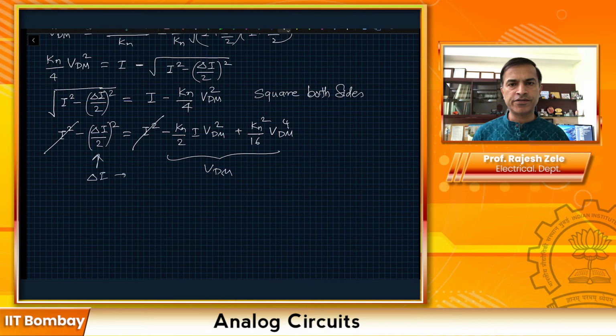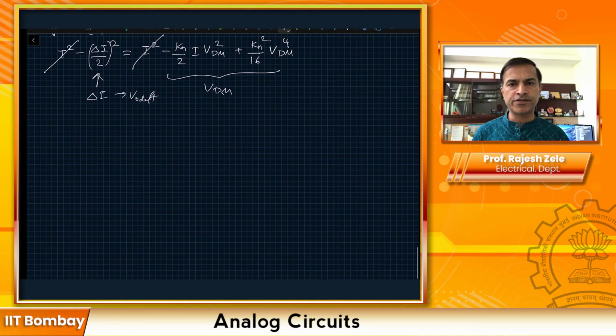Delta I can quickly give you VO differential, which is VOP minus VON. So that's what we are trying to do. We are trying to figure out the exact large signal relationship between input and output. So that's why we did so much math. So let's move forward from here, and you will see.